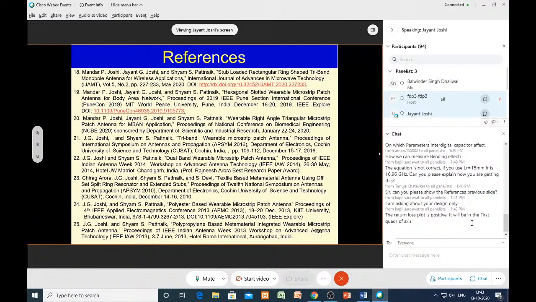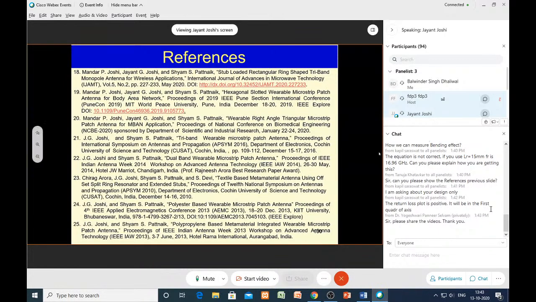Okay, one question is there. Where can we purchase the self-adhesive copper tape? Okay, self-adhesive copper tape, you can purchase it from Amazon. It will be readily available. One of our research group participants, Mr. Dhanveer Mandal, and we people, we purchased it online. Okay, so you can purchase it online.